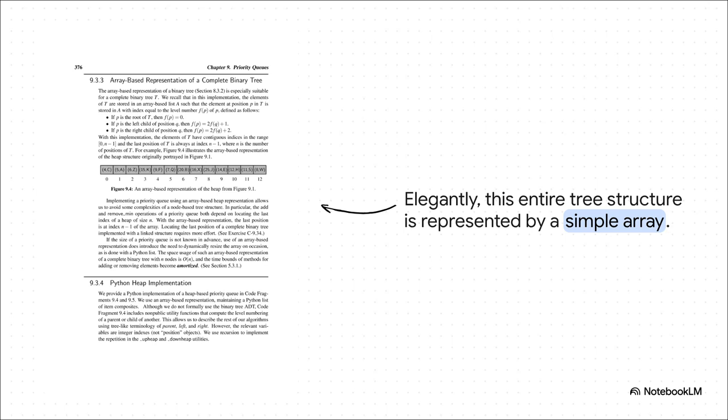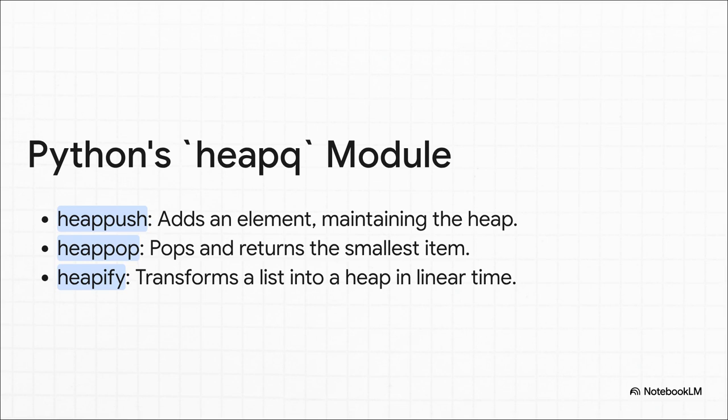It's brilliant. And the chances are you've used this exact thing without even realizing it. If you've ever worked in a language like Python, its built-in module for priority queues is called heapq, and it does exactly this. Heap push and heap pop are just fancy names for the add and remove operations we just walked through working on a plain old list.